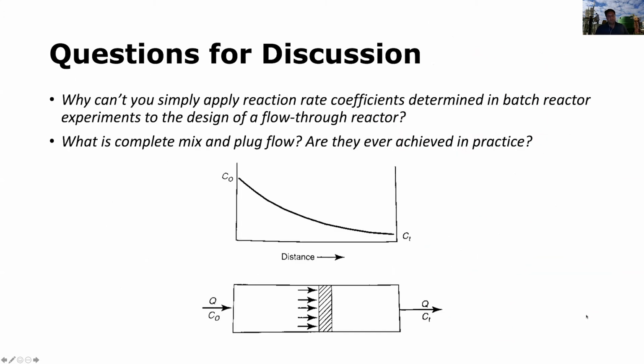So after completing the reading assignment for this unit, here are some questions for discussion in class. The first question: why can't you simply apply reaction rate coefficients determined in a batch reactor experiment to the design of a flow-through reactor? And then the second question being, what are complete mix and plug flow regimes, and are they ever achieved in practice?